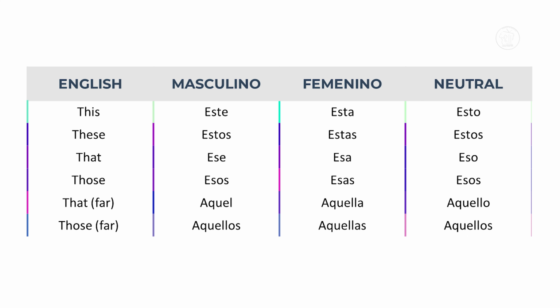Now, when referring to things that are far away, we use aquel for singular masculine and aquella for singular feminine. You could also use aquello if you don't want to mention the gender. And to say those that are far away, we say aquellos for masculine plural and aquellas for feminine plural. Again, the neutral form would be aquellos.